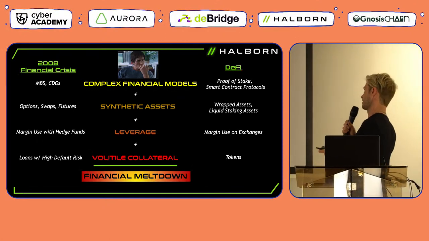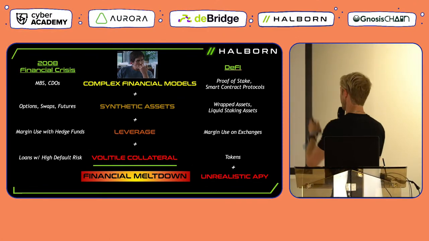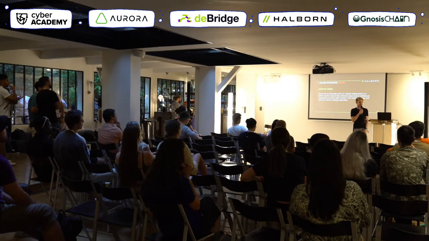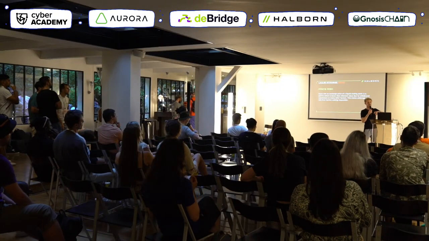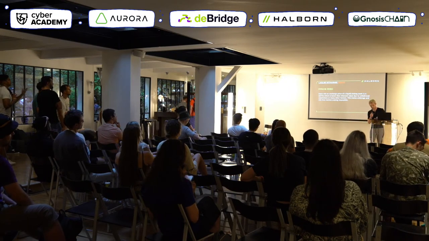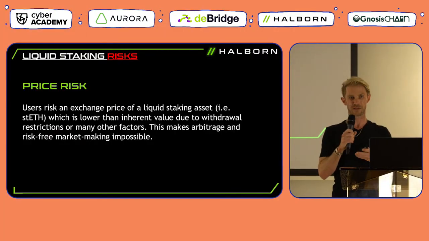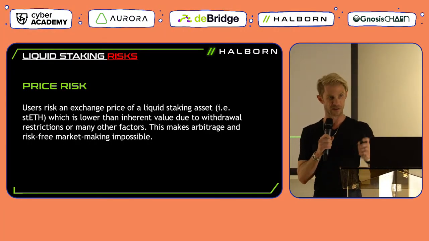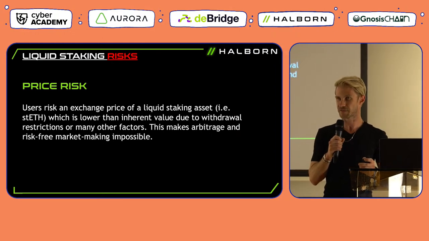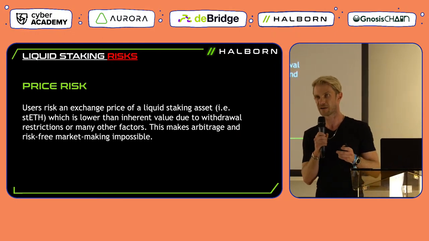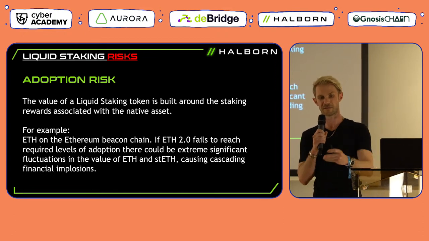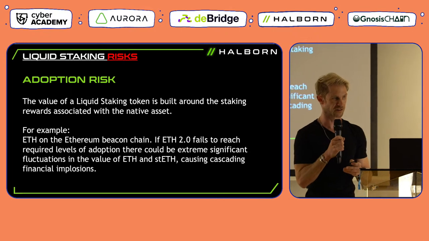Is crypto volatile? I don't know. What's your peg, really? Plus unrealistic API. Let's add a little salt to that. So you have pricing risk. What if the liquid staking price of something like staked ETH becomes lower? Not algorithmic stablecoins, which we know can happen there, but due to withdrawal restrictions, it makes a real market-making model impossible. Adoption risk: what if the protocol is forever being built and never actually comes out?